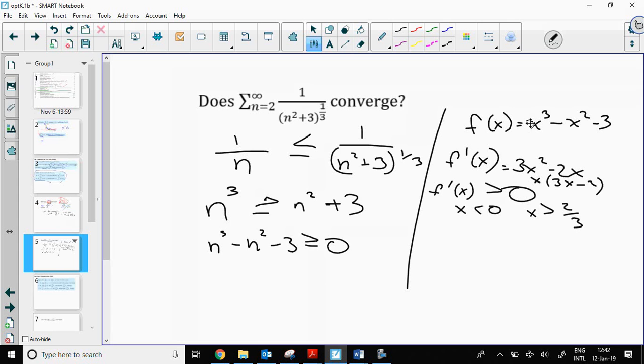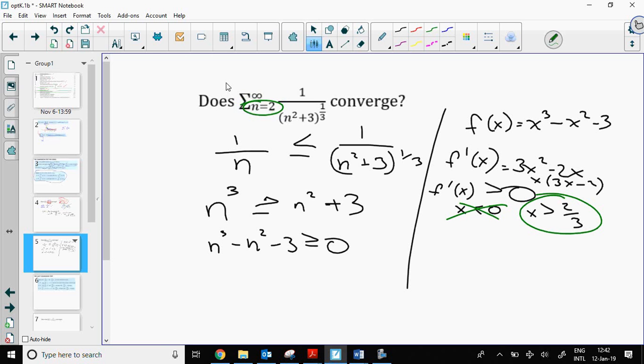But remember that when we're thinking about this function, we only really care about the integer values that are relevant to our series, and our series actually starts at 2. So I don't even care about that. I really only care about x greater than or equal to 2, which is covered here. So I can say for sure that my series is increasing with every successive term.